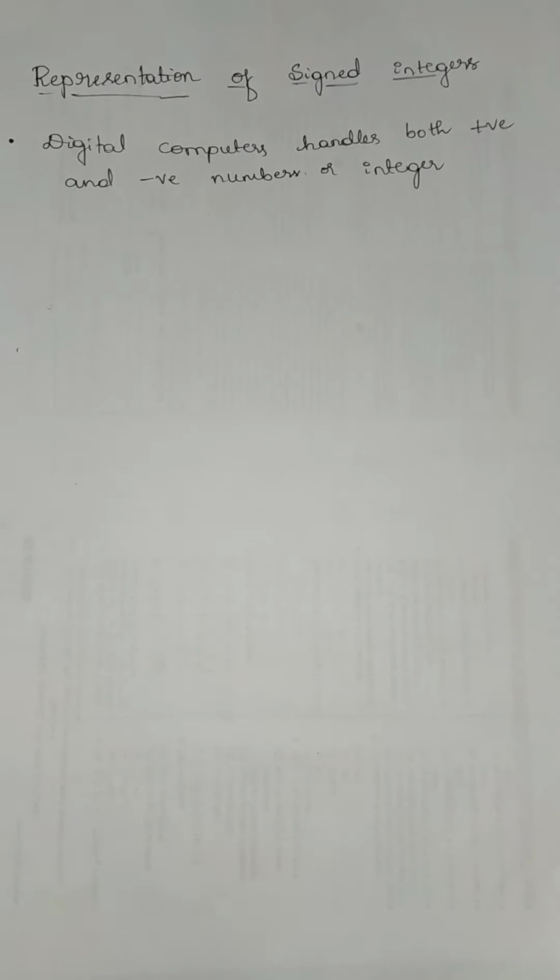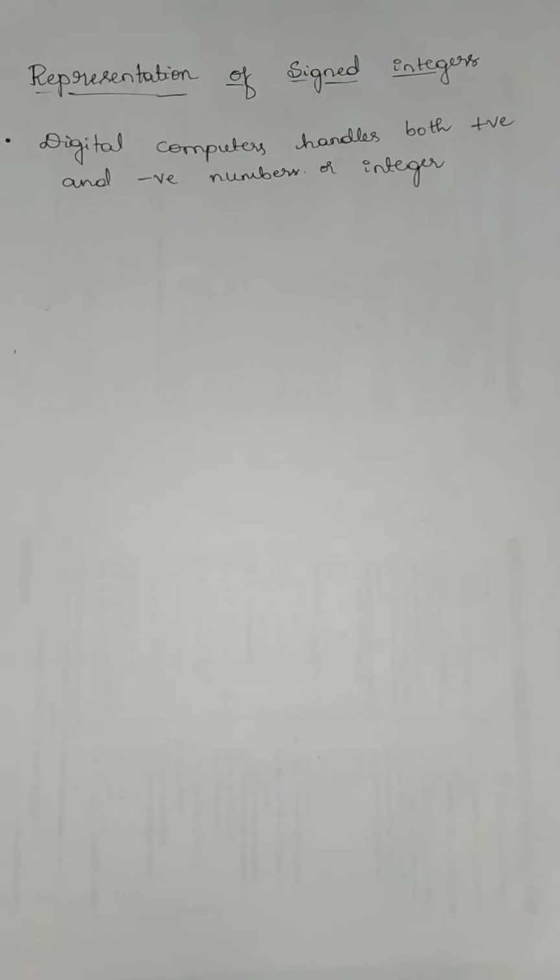Hello students, next topic of data representation is representation of signed integers. So till now we had learnt about the conversions and binary addition, subtraction and all. Already we know that computer understands only zeros and ones. So every data must be in the form of zeros and ones, right? Then how to represent any signed integer?